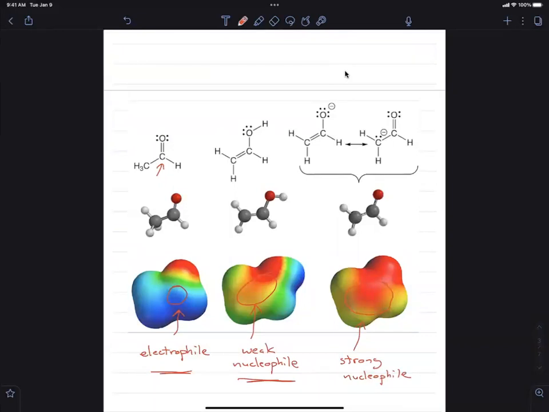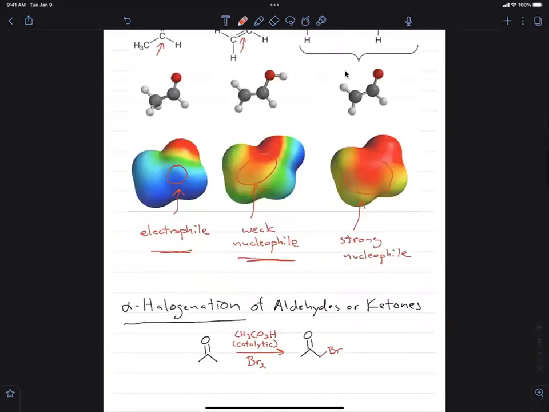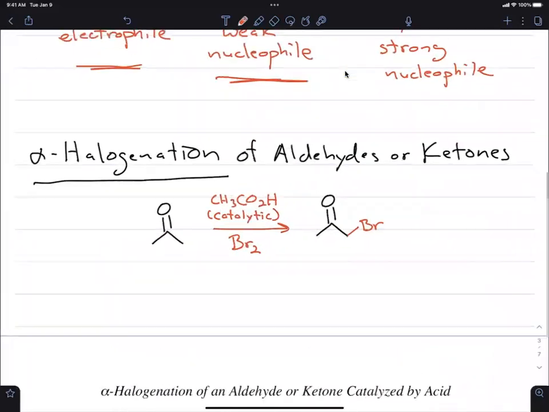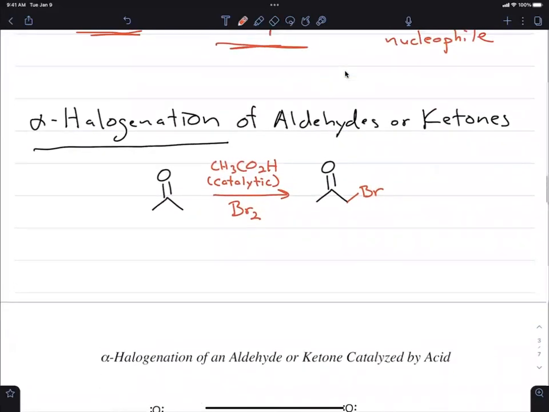Instead of being an electrophile, by virtue of the pi bond, that electron density can act as a source in a bond-making process. In other words, it can be a nucleophile, a weak nucleophile. Well, I'm going to double down on that and talk about it in the context of a reaction that's really pretty interesting. It's referred to as the alpha-halogenation of aldehydes or ketones. And it's an interesting process because we take a catalytic amount of acetic acid in the presence of Br2, and we can make a new bond to bromine.